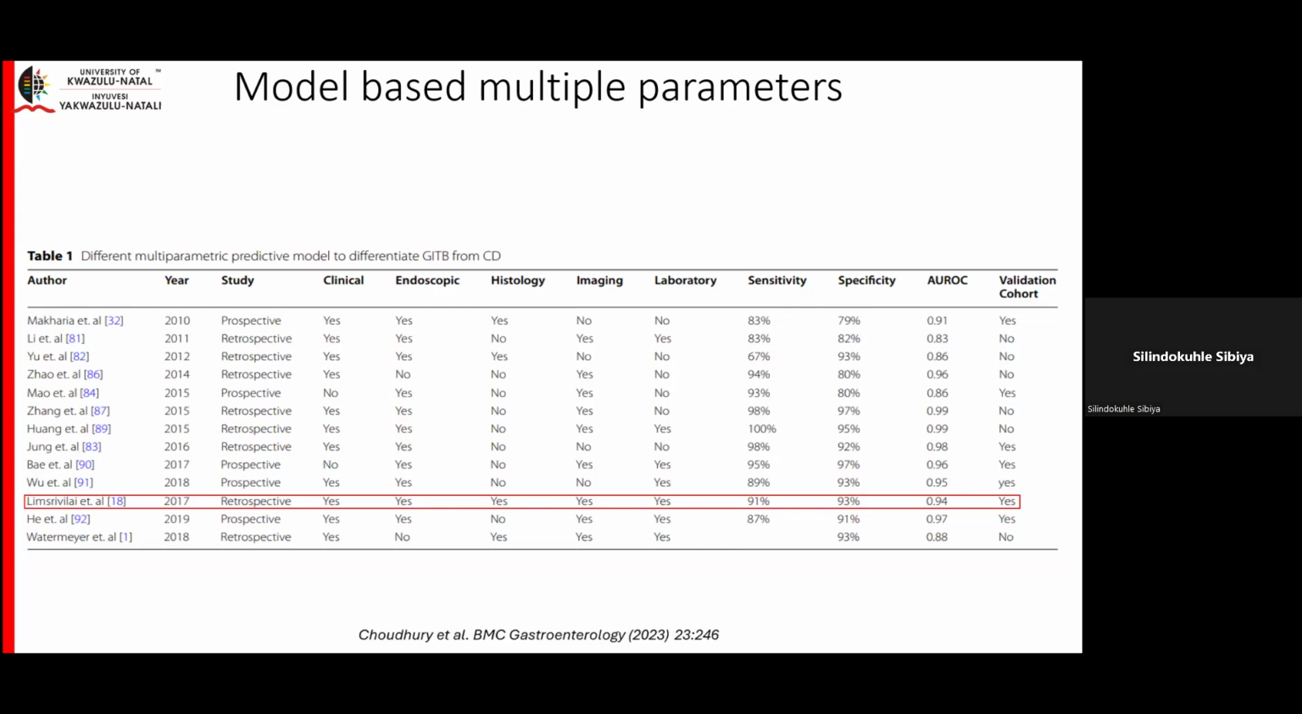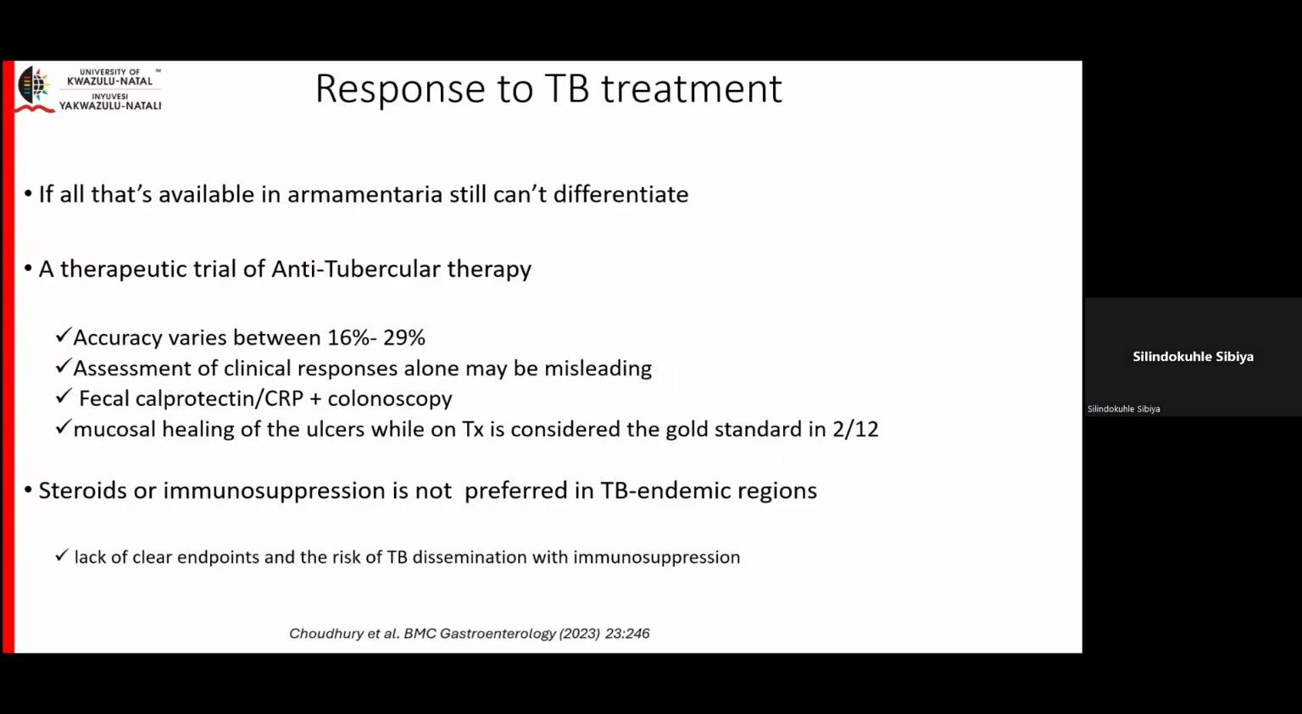And then the use of artificial intelligence is currently in vogue. This is by quantifying visceral fat and its ratio to subcutaneous fat, which differentiates Crohn's from ileocecal TB. The ratio is high in those who have Crohn's disease.